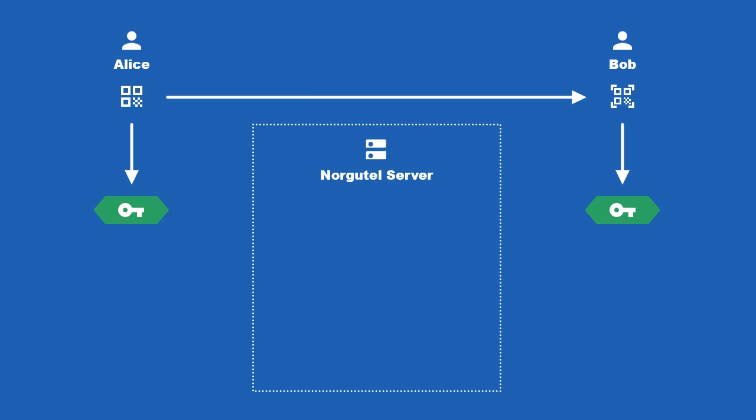Before starting the communication, each Norgutel app negotiates an additional set of ephemeral keys with the Norgutel server. These keys are unique for each app, and they are used to secure the channel between the device and the server. These keys are renegotiated every time a session is started.